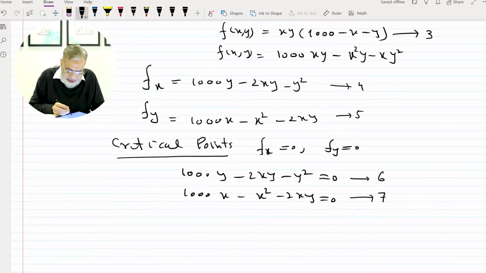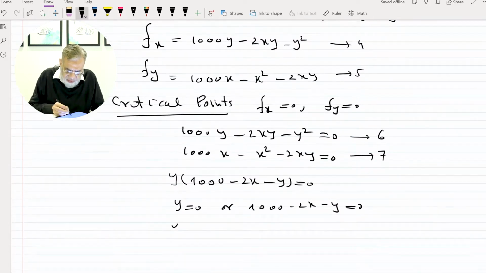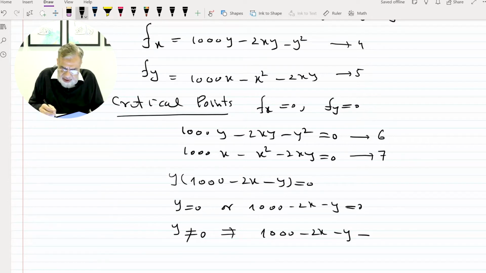Now we can see here, I can take y common. I get here 1000 minus 2x minus y equal to 0. So either y equals 0, or we have 1000 minus 2x minus y equal to 0. But y is not equal to 0, because when y is equal to 0, the product is equal to 0, and we want to find the maximum product. This means that we have the equation 1000 minus 2x minus y equal to 0. This is my equation 8.